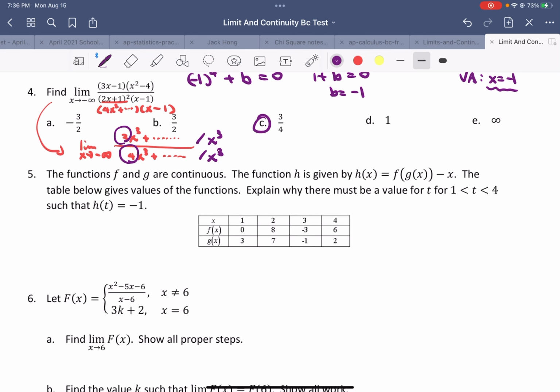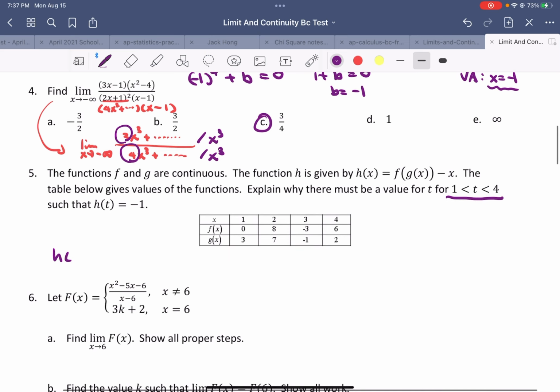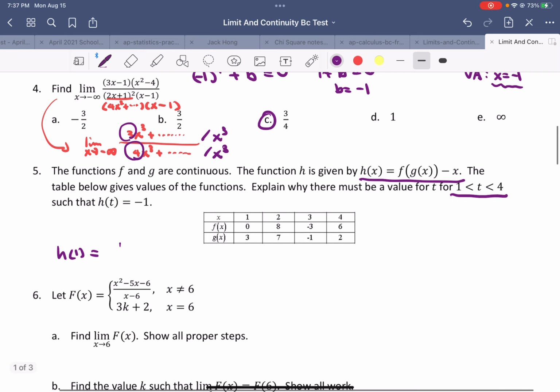Now, next one, number 5. Number 5 is a free response. So you have to write down and explain why there must be a value of t where h of t is negative 1. So how are you going to start? Let's find out h of 1 first. So f of g of 1 minus 1. So what is g of 1? G of 1 is right here. Okay, g of 1 is 3. So f of 3 minus 1.